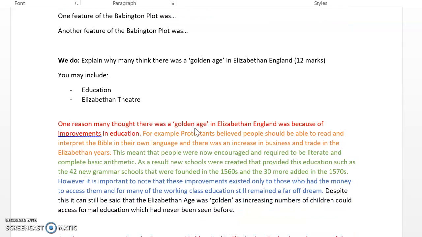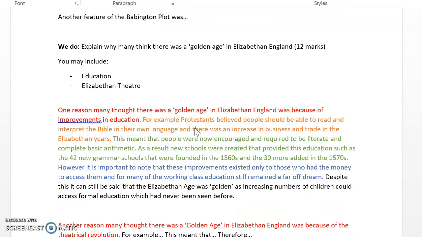Moving forward, I now also want to do a 12-mark question with you. We've looked at a 16-mark question last week, and in the first YouTube video I gave you, a how far do you agree type question. This week I want to look at an explain question. So a 12-marker, which we know means three paragraphs and no conclusion. And the question today is, explain why many think there was a golden age in Elizabethan England.